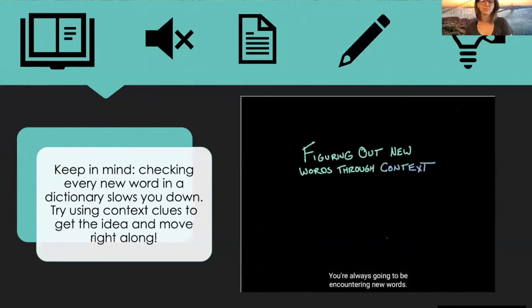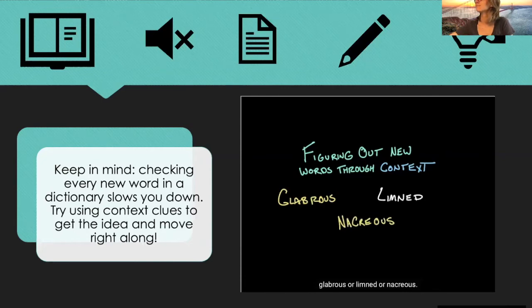You're always going to be encountering new words. At the time of this recording, I'm 31, and I run into new and confusing words every day. I read a lot, and it's always a fun challenge to run into words like, I don't know, glabrous, or limbed, or nacreous. I know a lot about language, and even I have trouble figuring out what those words mean on their own. So it's important to rely on context, the language that surrounds the word.